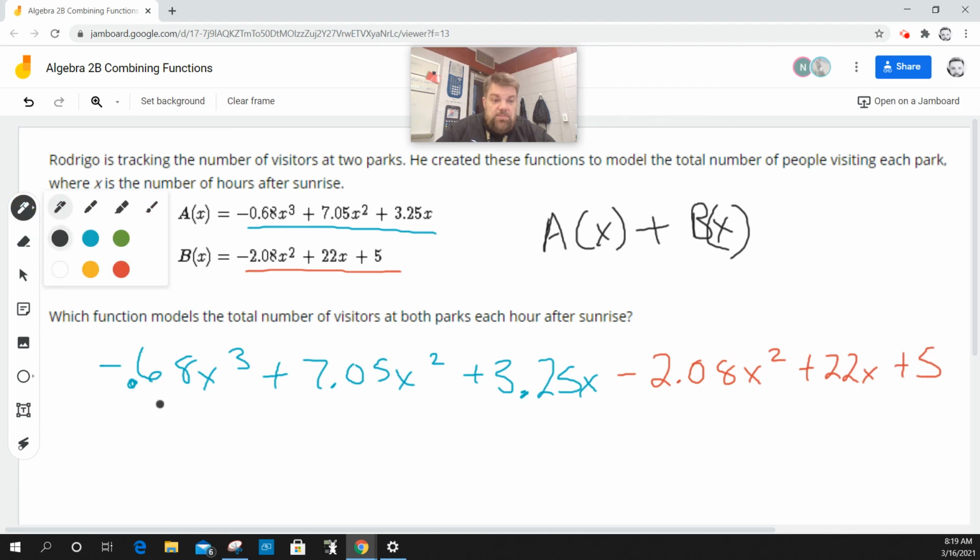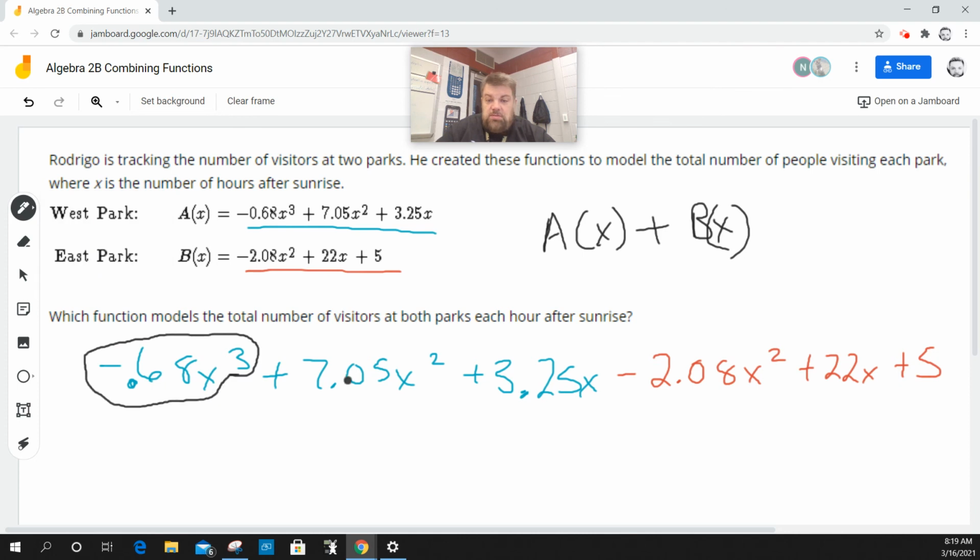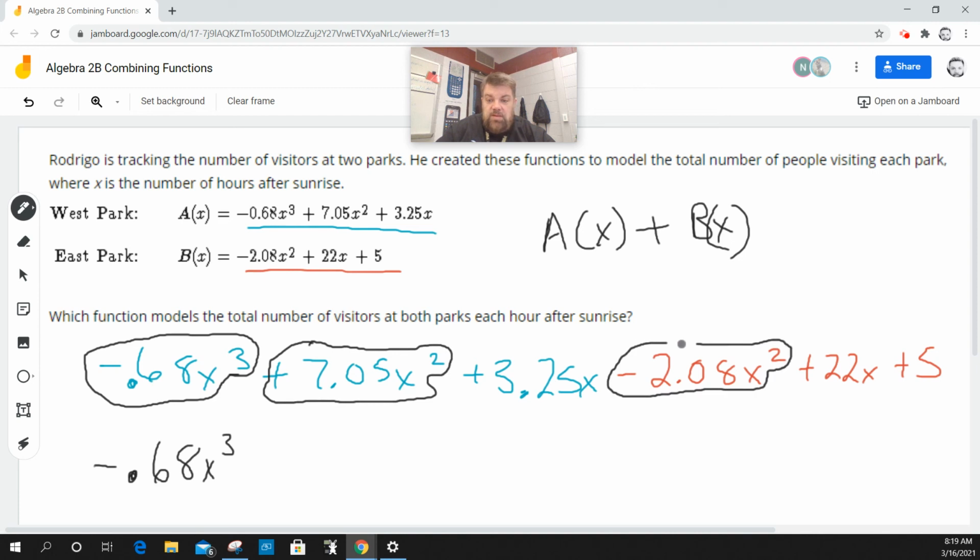So I've got to combine like terms. I'm looking for terms that have x to the third power. That's the only one. Well, that was pretty easy. So that's the first term, x to the third power. Next, I'm going to look for terms that have x to the second power. There's this one and this one. That's it. So I'm going to use a calculator on this one because it's a decimal thingy.